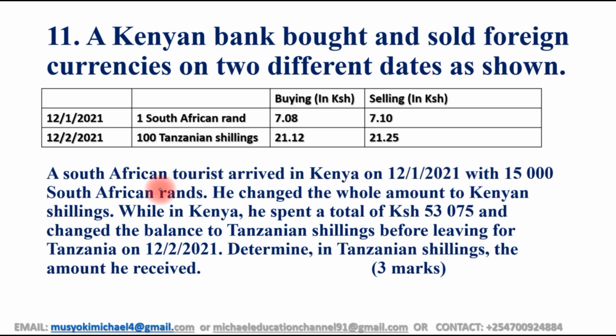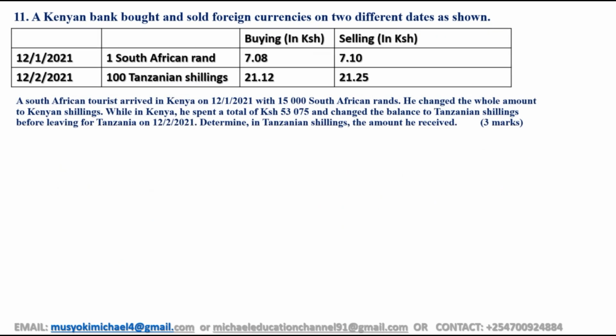A South African tourist arrived in Kenya on 12th 2021 with 15,000 South African rand. He changed the whole amount to Kenyan shillings, and while in Kenya he spent a total of 53,075 shillings and changed the balance to Tanzanian shillings before leaving for Tanzania on 12/2/2021. Determine in Tanzanian shillings the amount he received.